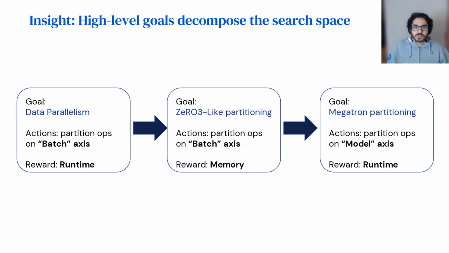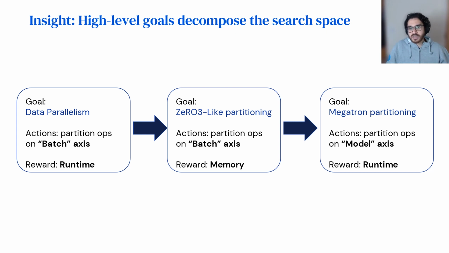Our main insight is that we can decompose the problem into smaller, more manageable search problems. Rather than looking at it as a global optimization, we look at it as a local search for a specific goal encoded by the user. For example, if we want to discover data parallelism, with ZeRO-like partitioning and Megatron, we tell our search to search over a batch axis, improving runtime, which will yield something similar to data parallelism. Then we tell it to search over the same axis, the one that discovered batch, but try to reduce the memory, and it will discover something similar to ZeRO-like partitioning.